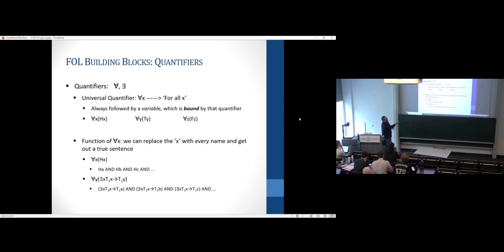So for example, if we have universal x, Hx, it's telling us, cool, if you replace the x with a, you get something that's true. And if you replace it with b, you get something that's true. And if you replace it with c, and d, and e, and so on. Effectively, the universal is like a big and. Ha and Hb and Hc and Hd and so on, for every name you can think of.